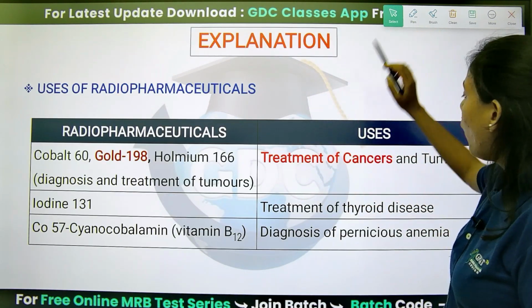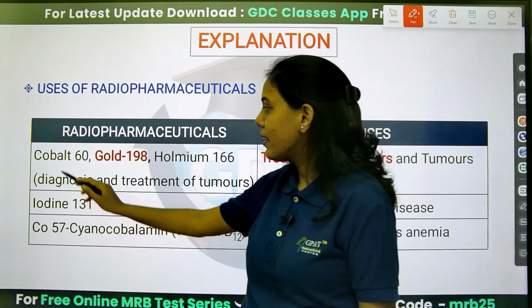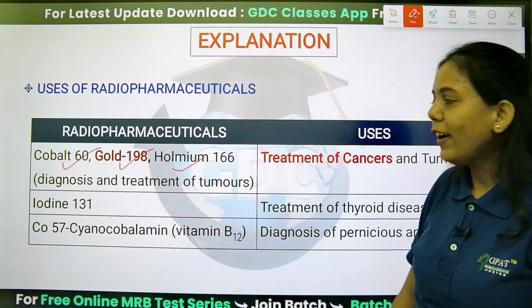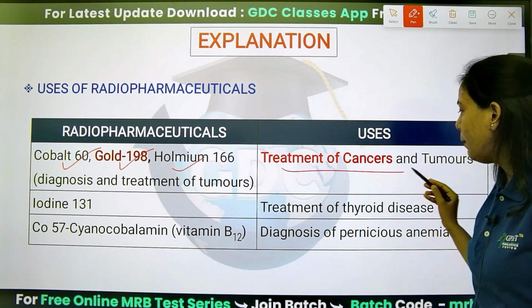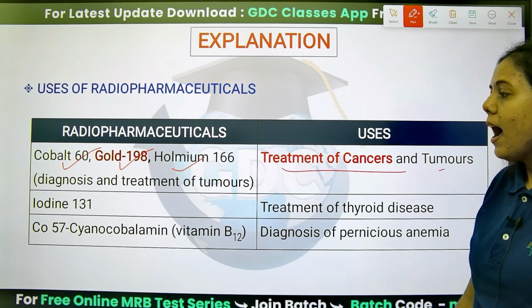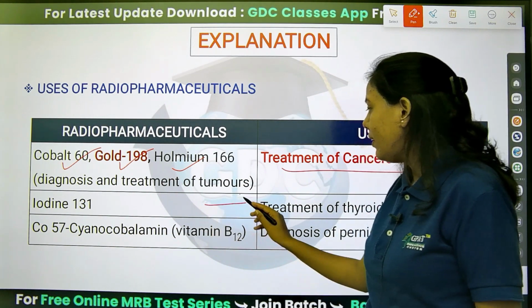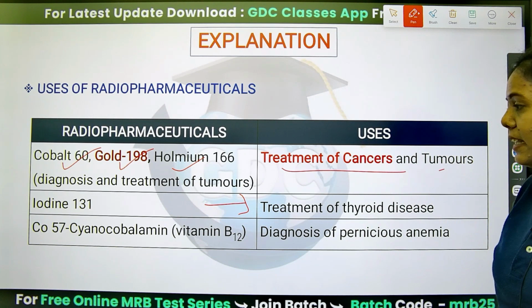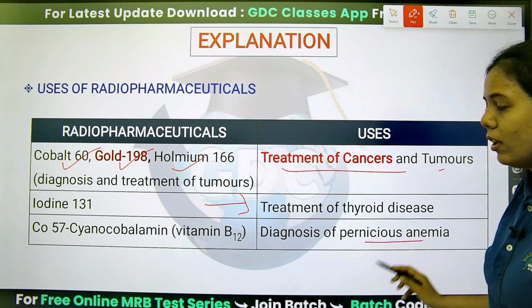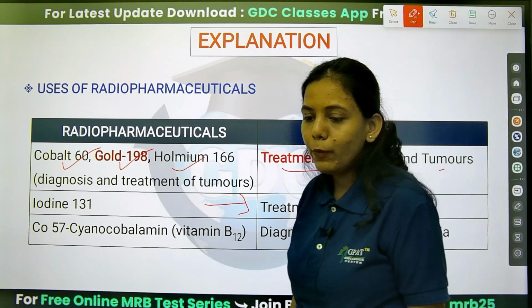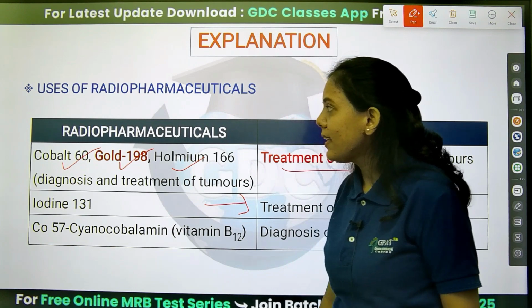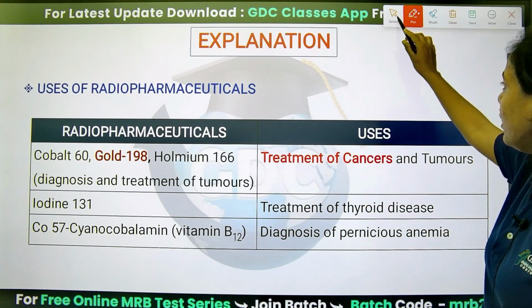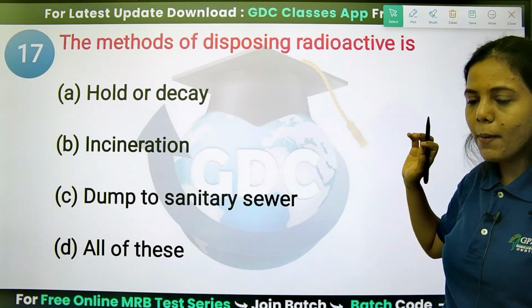Apart from gold 198, we have cobalt 60, gold 198 and holmium 166 for the treatment of cancer and tumors. Iodine, as already described, is for the treatment of thyroid disease, and B12 is for pernicious anemia. These are the applications of radiopharmaceuticals.